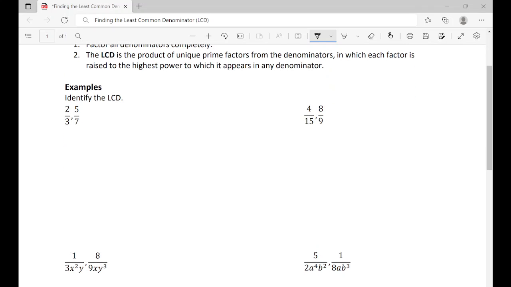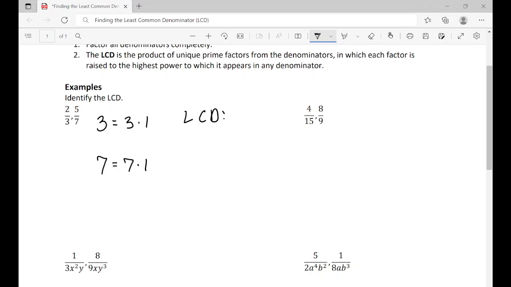So first I'm going to look at 2/3 and 5/7. And I'm only going to be focusing on the denominators 3 and 7. So I can say that 3 is 3 times 1, and 7 is 7 times 1. So when I'm looking for the LCD, I'm looking for what is in common that's not a 1. 1s are irrelevant.